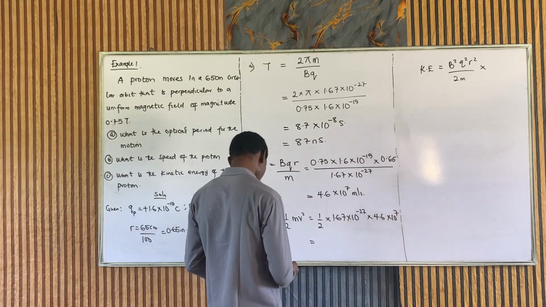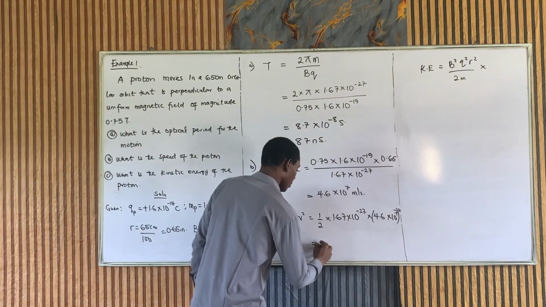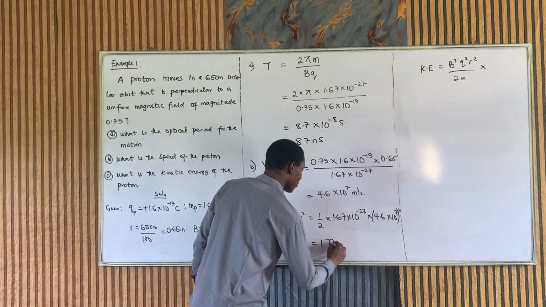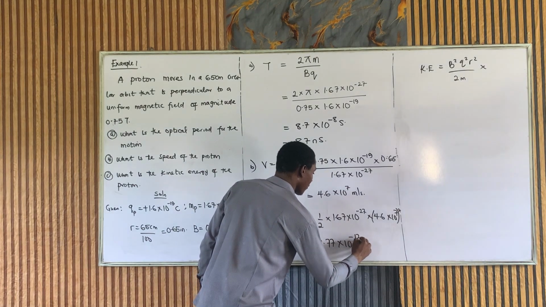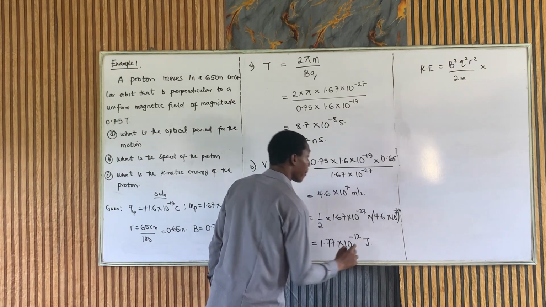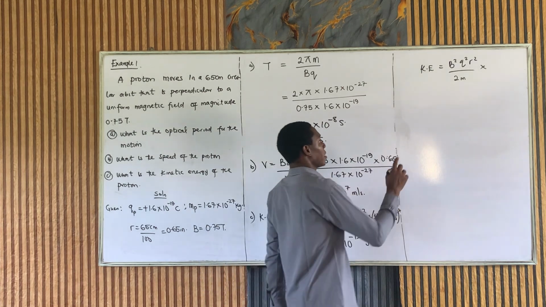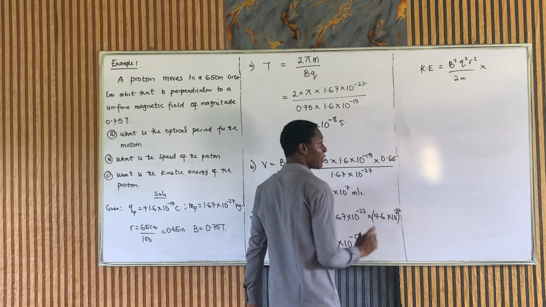If we do this, we get our kinetic energy to be 1.77 times 10 raised to the power minus 12 joules. Please mind you that we have to square the velocity.